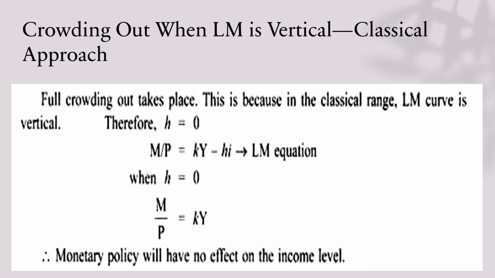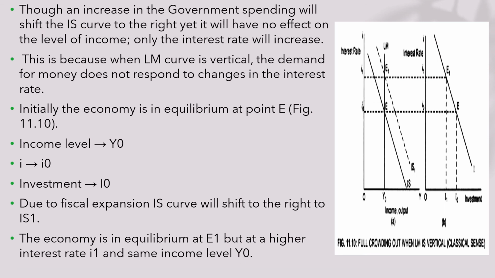Crowding out when the LM curve is vertical. This is something using a classical approach. Full crowding out would be there because in this range we know that the LM curve is vertical. That means this is the classical range, and here M/P is equal to kY. Monetary policy will have no effect upon the income level. Though an increase in government spending will shift the IS curve to the right, this will have no effect on income, but there will be some effect upon the interest rate. That means the interest rate would increase, because the LM curve is vertical and the demand for money does not respond to changes in the interest rate.